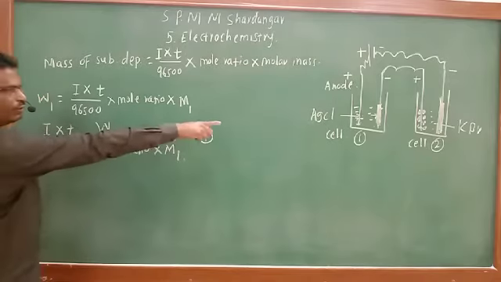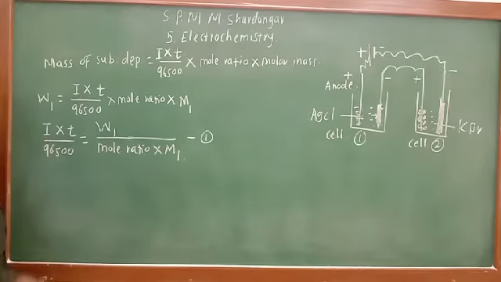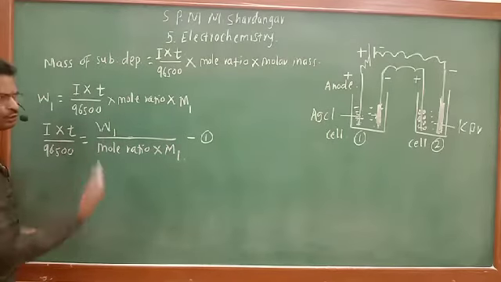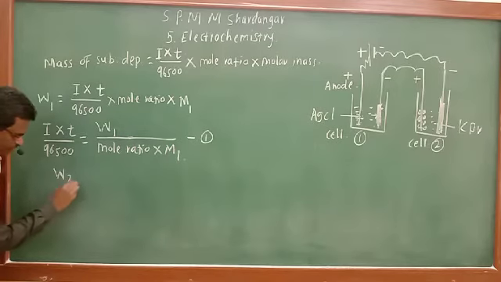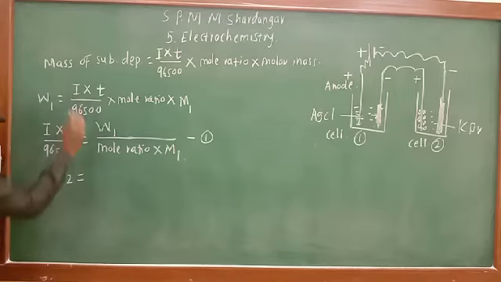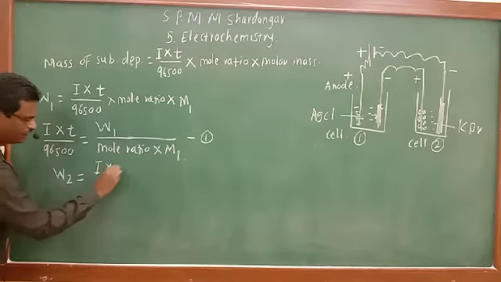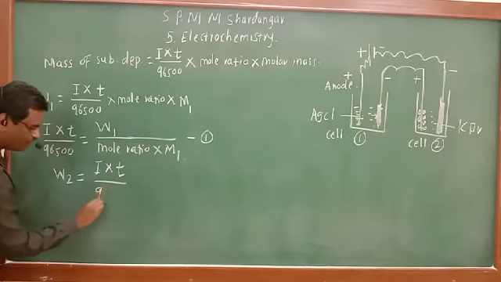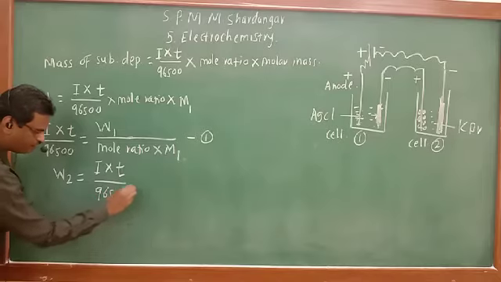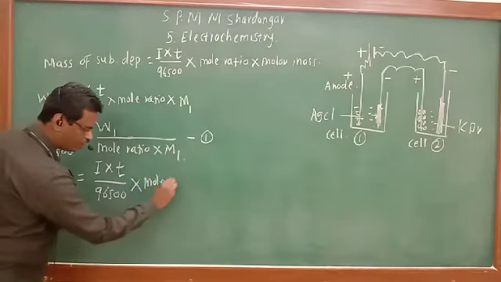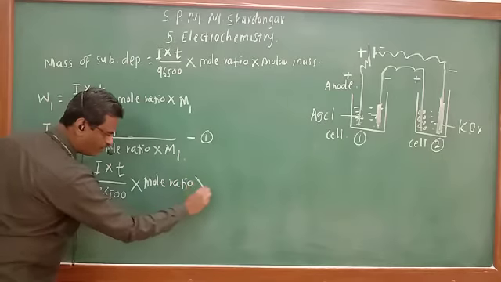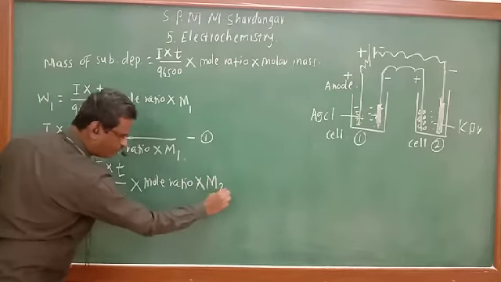So for cell 1, this is the equation. Now for cell 2, where KBr is taken, the equation becomes W2 is equal to I into T divided by 96,500 into mole ratio multiplied by M2.